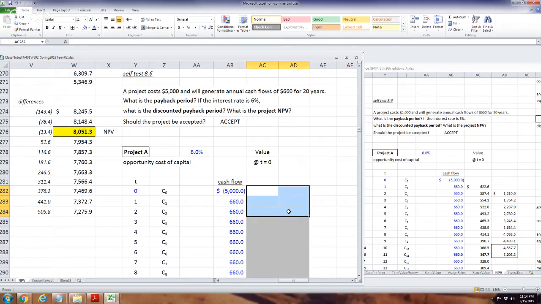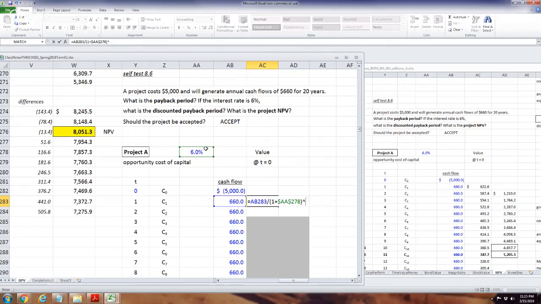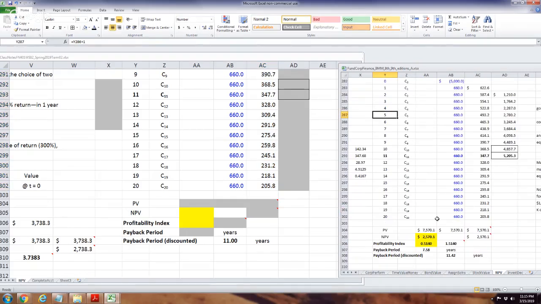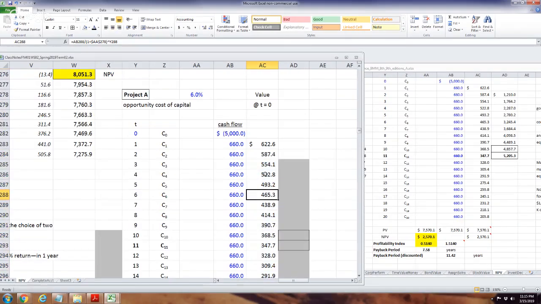What's the value at 0? This is going to be equal to this divided by parenthesis 1 plus the 6%. We're locking it. Exponent is 1. Then copy, Alt HVF. That's the formula, 587. And this is just all the way down. 205, 218. Those are all the present values.